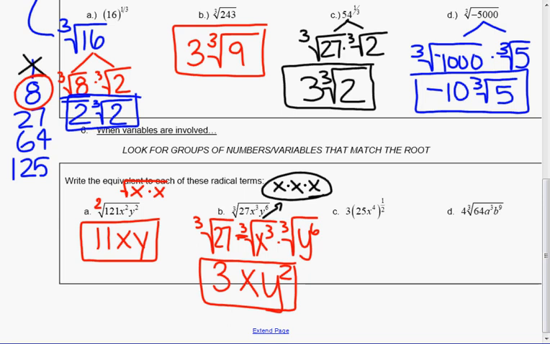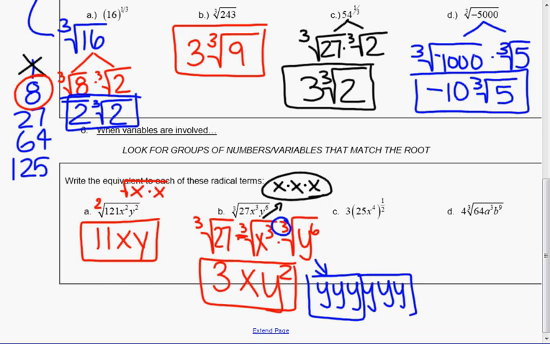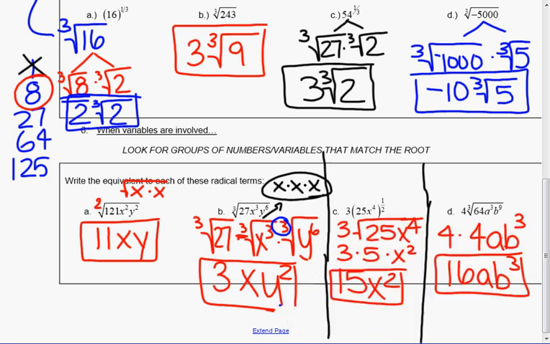Now you might be asking yourself, well, how did you get y squared? Well, think about it. We have 6 y's here, and they're being multiplied together. That's y to the 6th. We're looking for groups of 3 y's. Here is one group. Here's another group. So I count this as y times y, which gives me y squared outside of the radical. Go ahead and try C and D on your own.